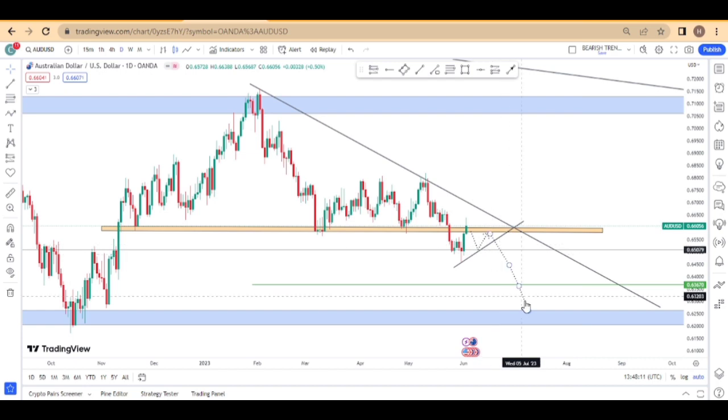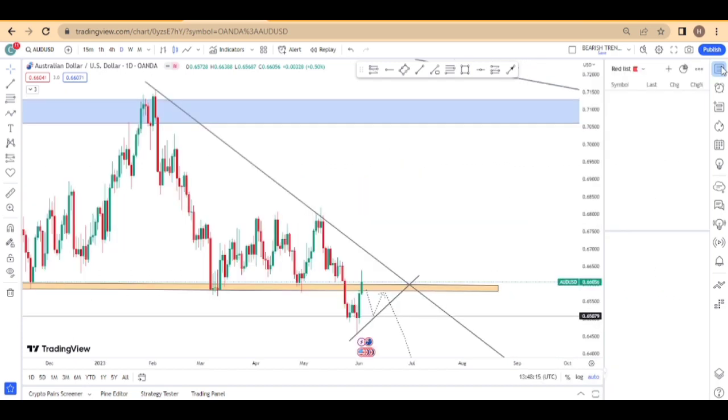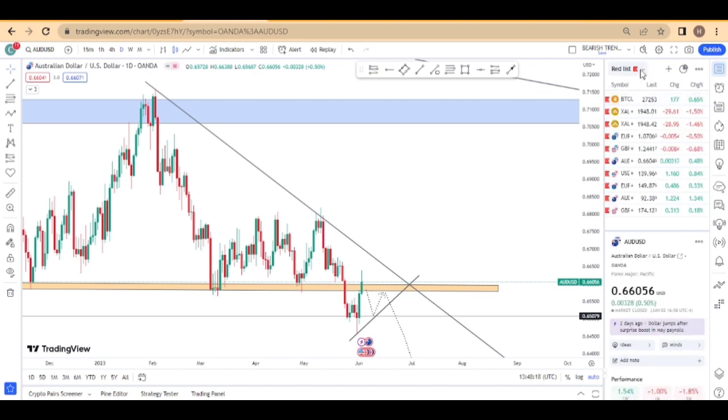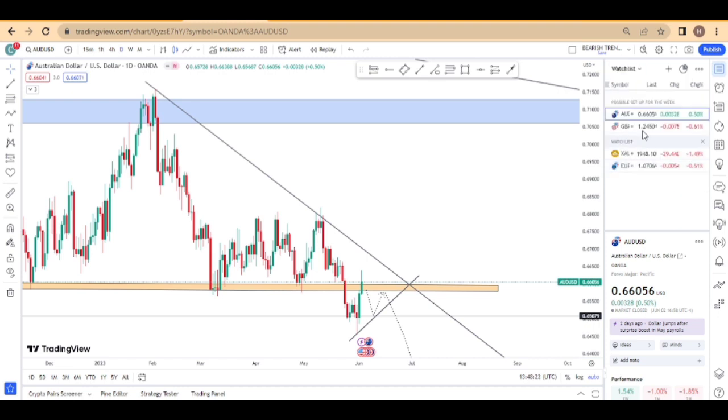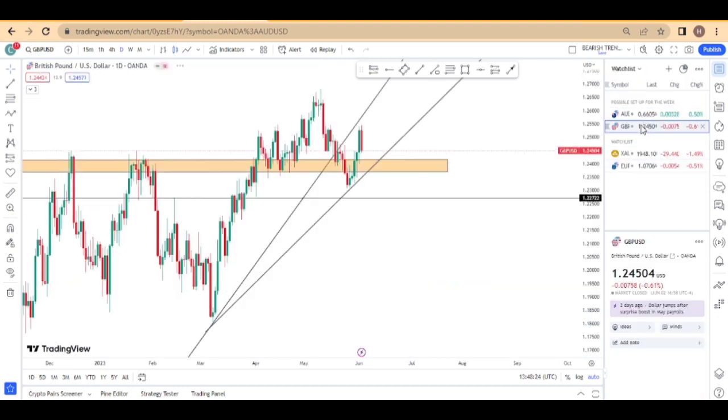Something like so. This is what I will be looking out for. It won't take a day to do this, but it will take at least a week or two to fulfill, or this about 300 pips down here. So we shouldn't expect the market to go linear like that.